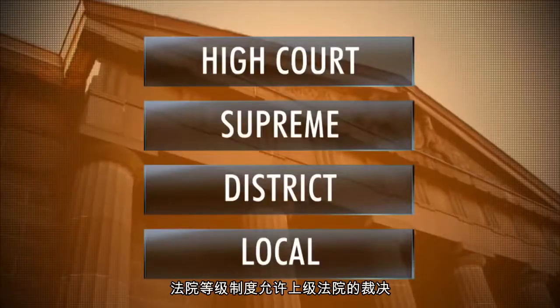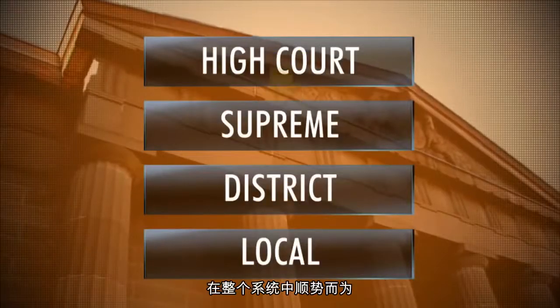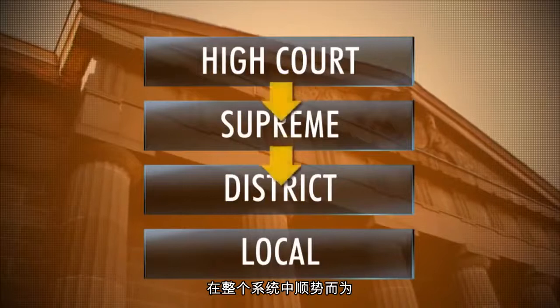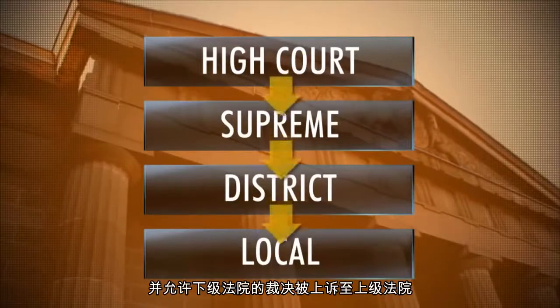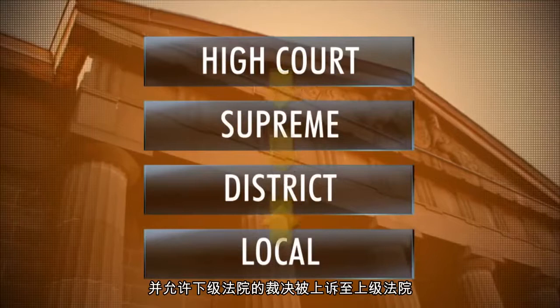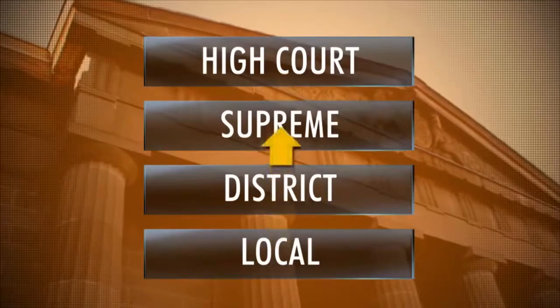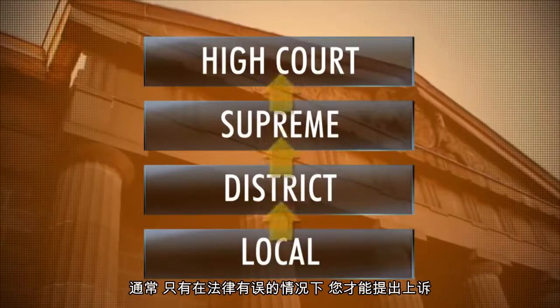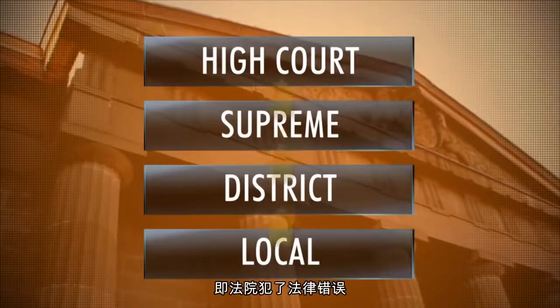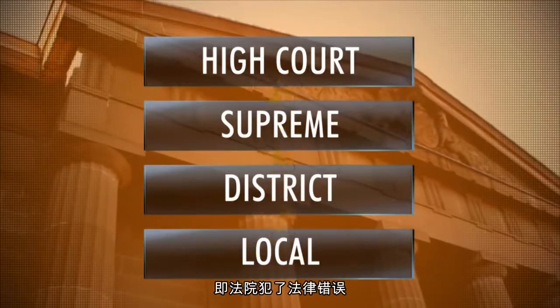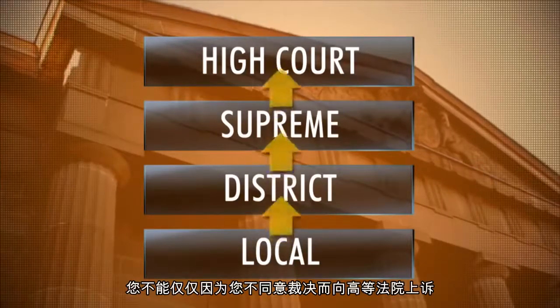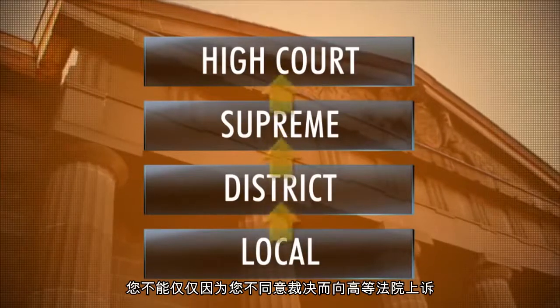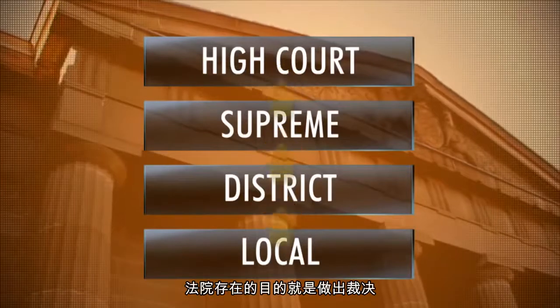The court hierarchy allows for decisions from the higher courts to have a flow-on effect down through the system and for decisions of the lower courts to be appealed to a higher court. Appeals are limited. You can generally only appeal if there's been a mistake of law, a legal error that the court has made. You can't appeal to a higher court just because you don't agree with the decision. That's what the courts are there for, to make a decision.